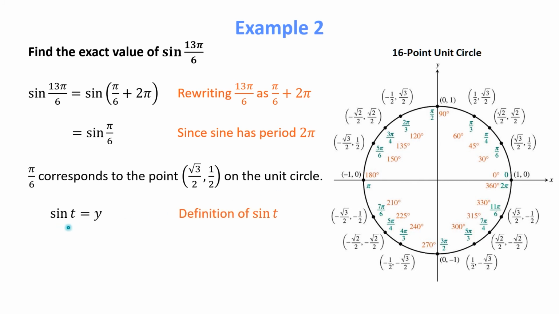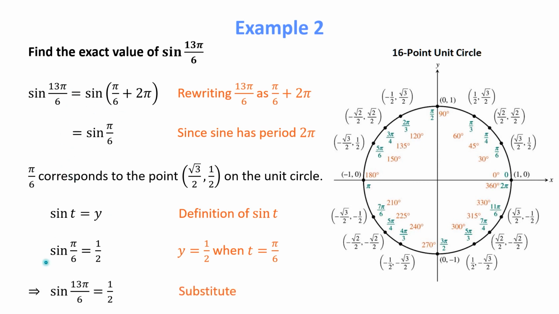Now sine of t equals y, which is the definition of sine t. And therefore, sine of pi by 6 must equal a half. Well, this is because y equals a half when t equals pi by 6. Similar to example 1. And because sine of 13 pi by 6 equals sine of pi by 6, then through substitution, we can show that sine of 13 pi by 6 equals 1 divided by 2, or just a half.